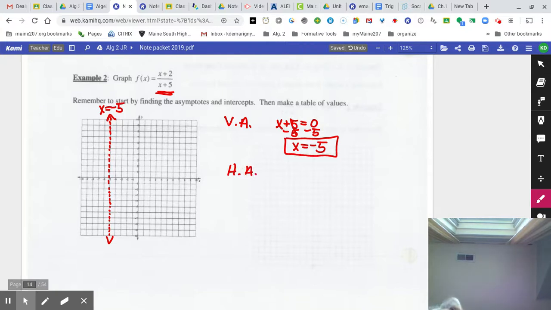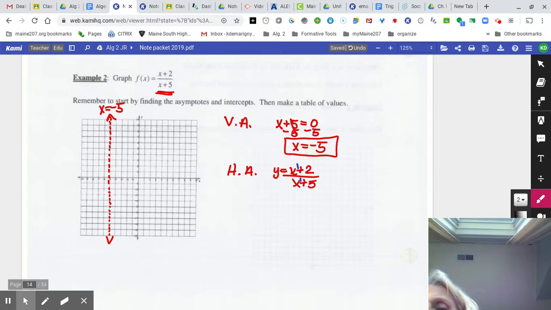Now, my horizontal asymptote is found by analyzing top degree versus bottom degree. So I'm going to come back to where I have y equals x plus 2 over x plus 5. Now, the number one mistake is students automatically put a 2 over a 5. That is not what I want. I need to first evaluate what their degrees are. The top degree has a 1 and a 1.